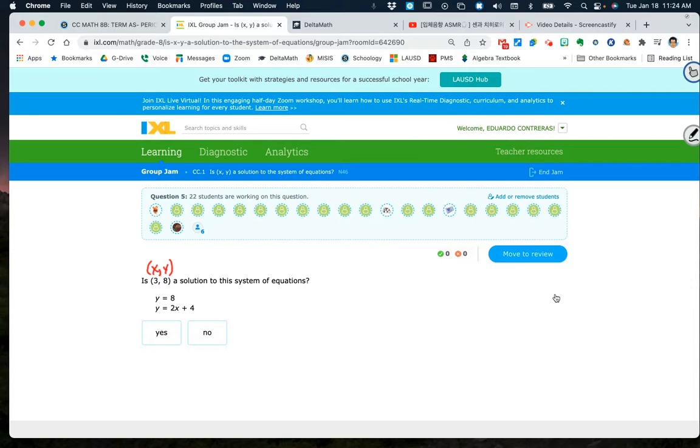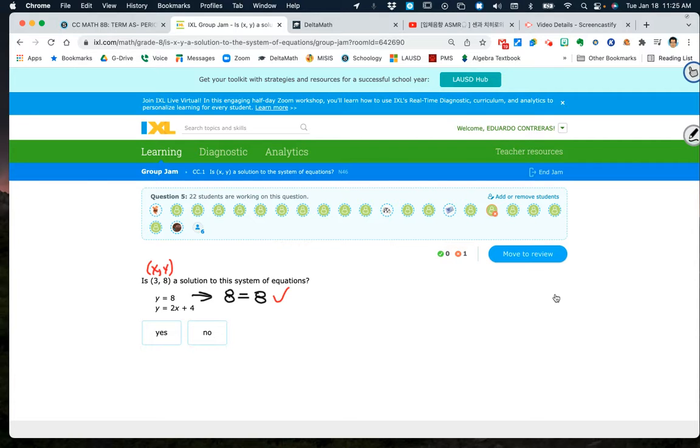Okay. So replace y with 8. So this 8 goes there. That's it. Is that true or false, guys? Yeah, 8 equals 8. So the first one was super easy. Let's do the second one.